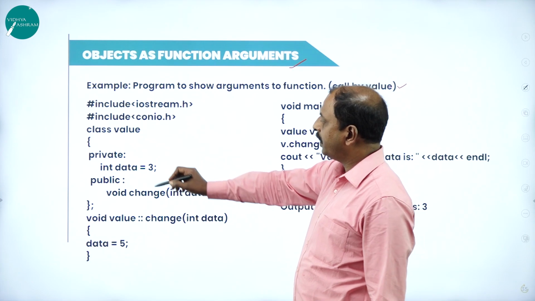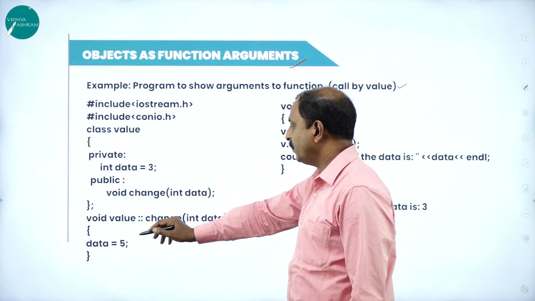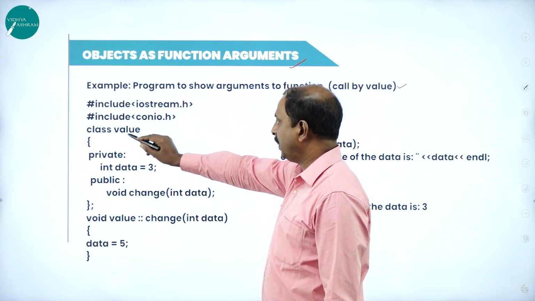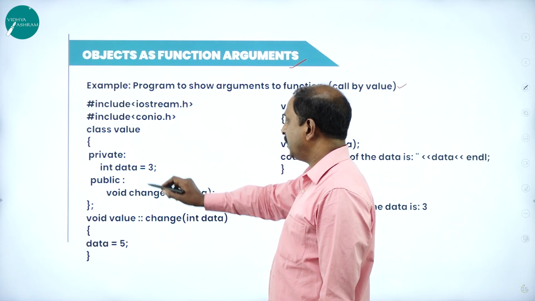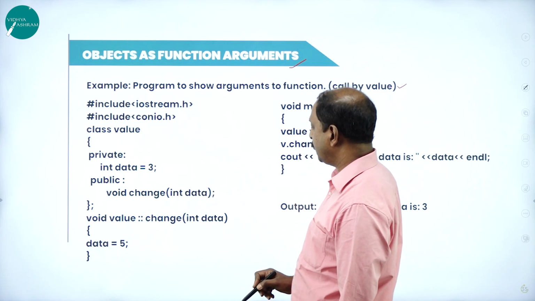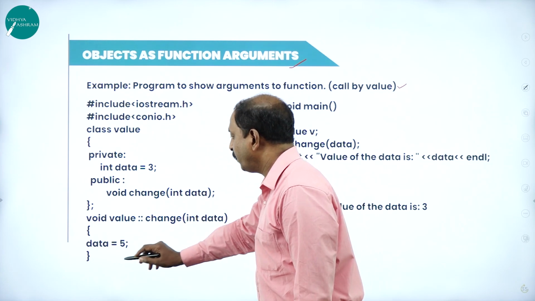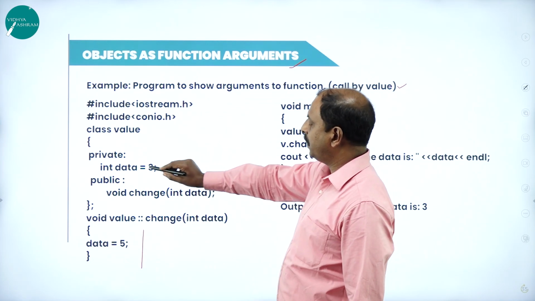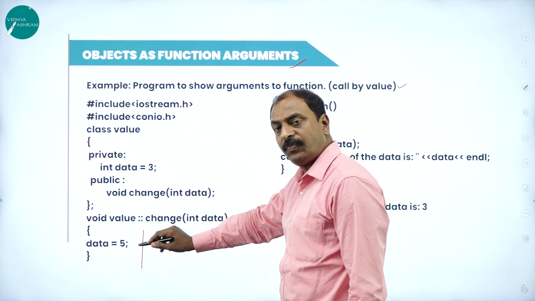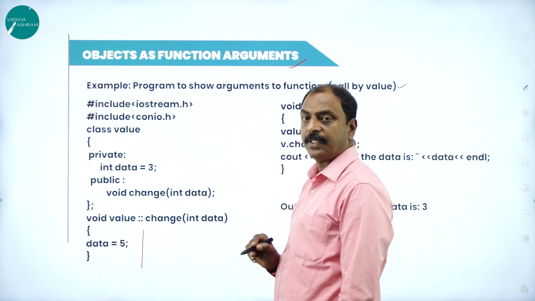Next we have to write the function definition. It is outside the class, void Value is the name of the class, and with the scope resolution operator, change is the name of the function, and we are passing in data. Now here data equal to 5. Please note that we are changing the value here: data equal to 3, and inside the function we have changed the value of data to 5.